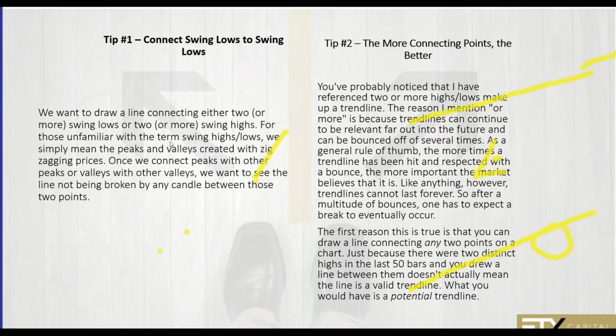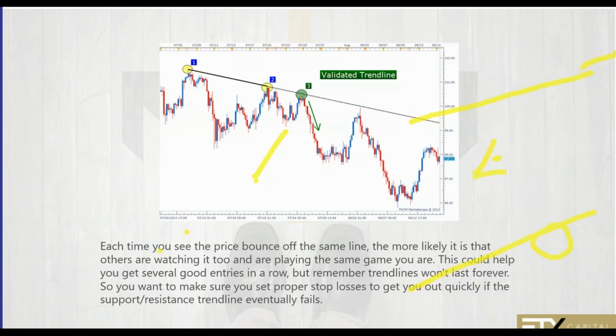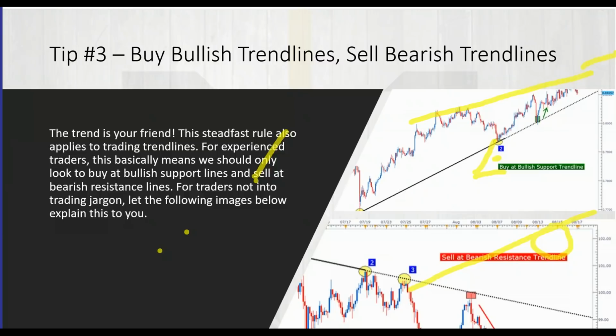So you want to connect the swing low to swing low or swing high to swing high. The more times that price bounces off that trend line or stays above it, the more valid it is. But remember, the longer that trend has held true, the more likely it might be coming to an end because it takes a lot of effort to keep price moving in that trend. And each time the price bounces off the same line, the more likely it is that others are watching it too and playing the same game you are. This could help you get several good entries in a row, but remember, trend lines don't last forever.